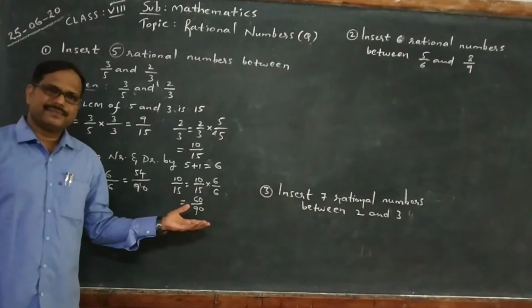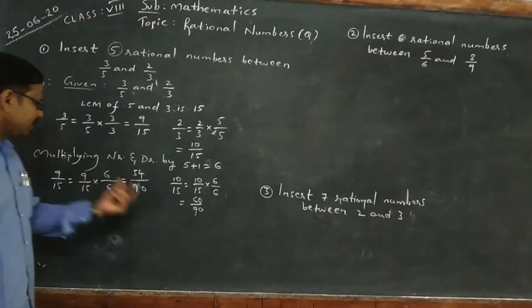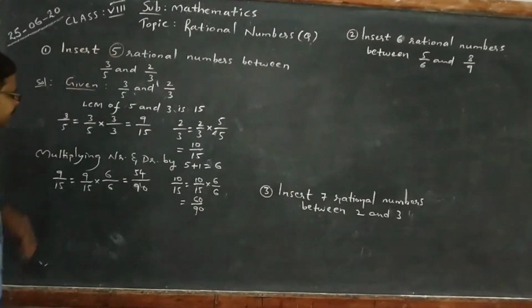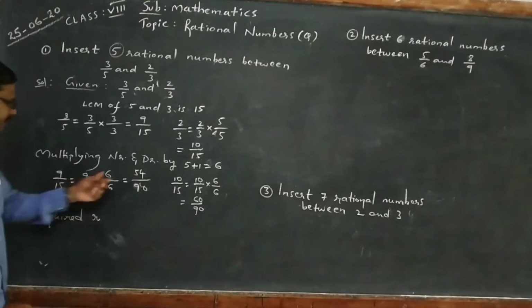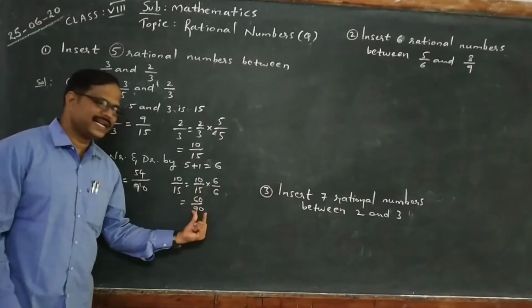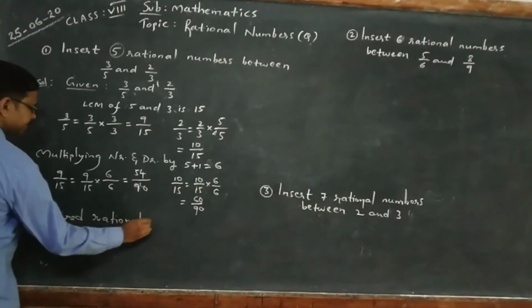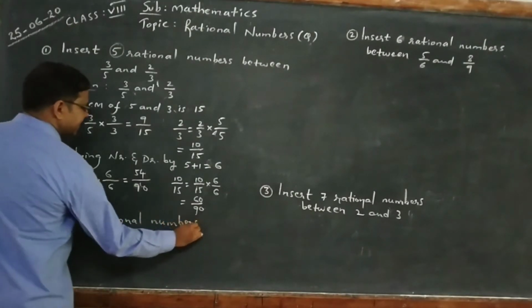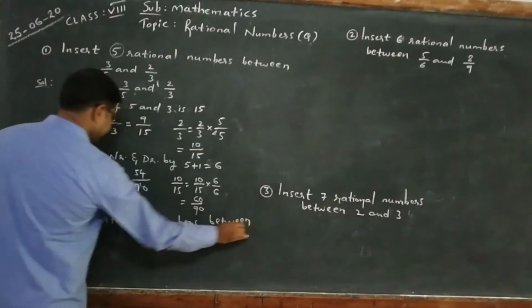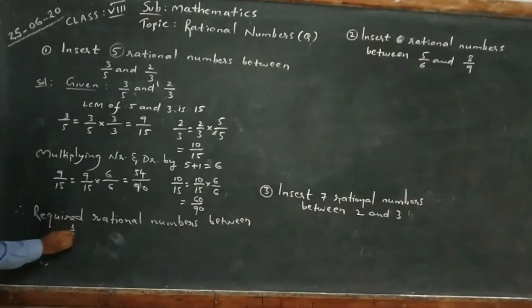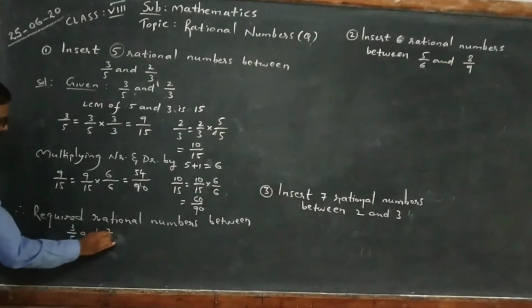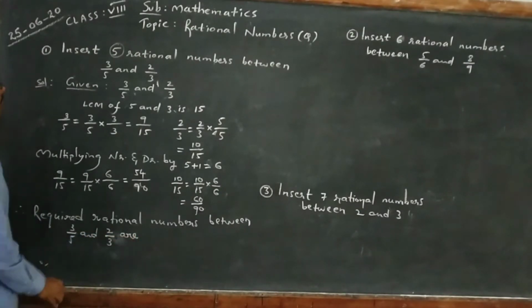Now you see 54 by 90, 60 by 90. Between them, so many rational numbers will be there. So many in the sense countable. But how many do we have to insert? Only 5. So I take any 5. Therefore the required rational numbers between 3 by 5 and 2 by 3, I will take any 5, enough.